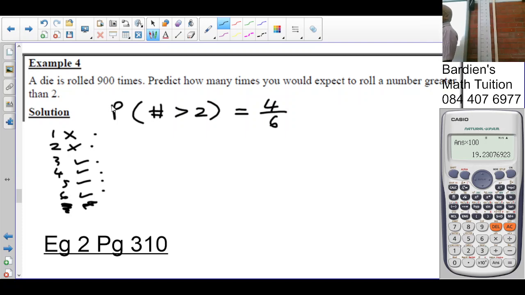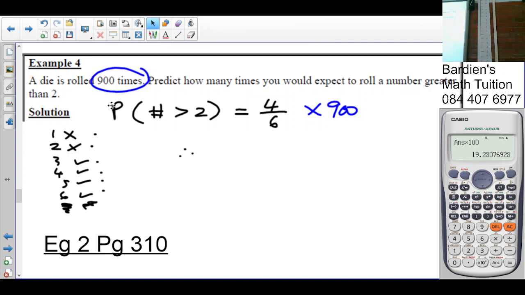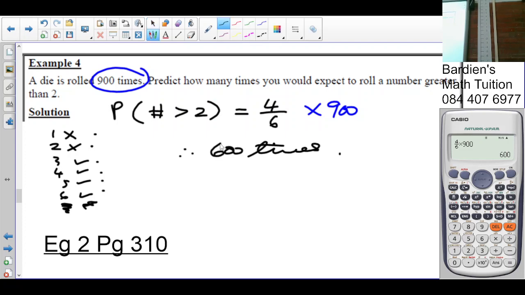The question was, what's the probability? But they want to know how many times out of 900 times. So what do I do? I multiply this number by 900. So therefore, 4 over 6 times 900, it's going to be 600. Therefore 600 times it will be a number greater than 2.